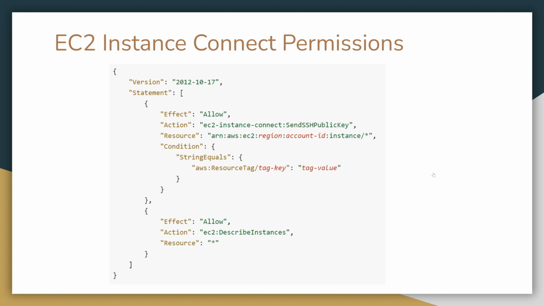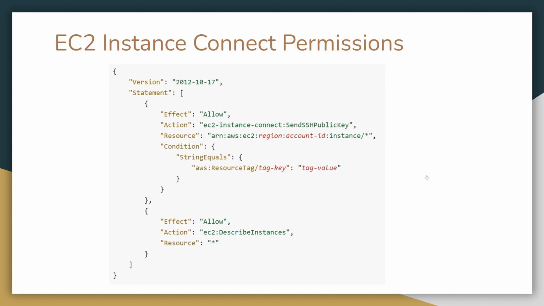This IAM policy has two statements. The first statement allows a user to send SSH public key to EC2 instance, and this instance is defined in the resource. This instance is any instance in the region and account, and it also has a condition that this instance has to be tagged with a specific tag.